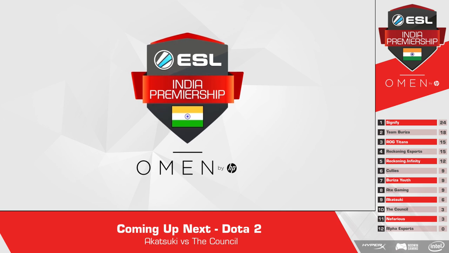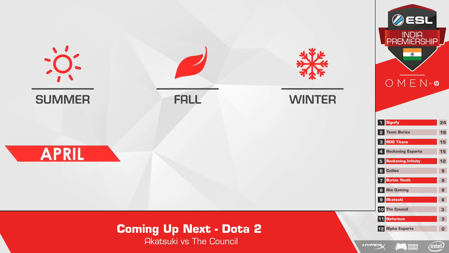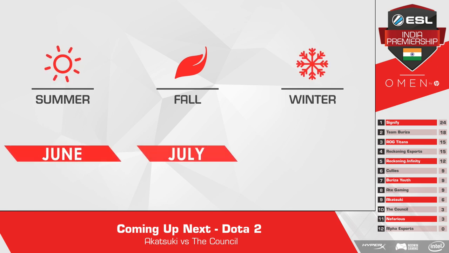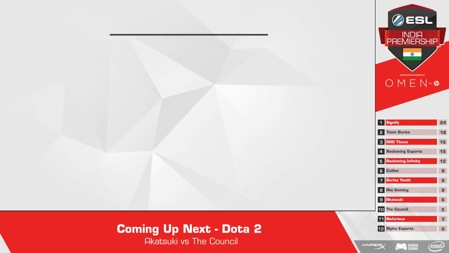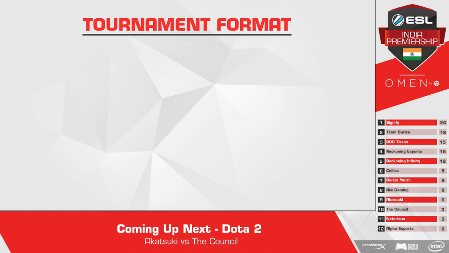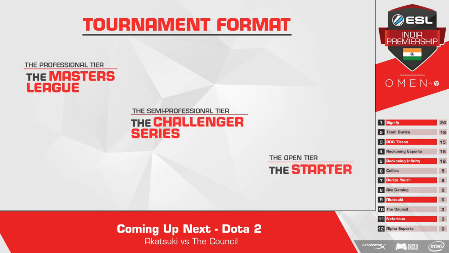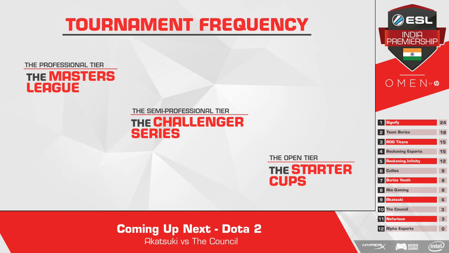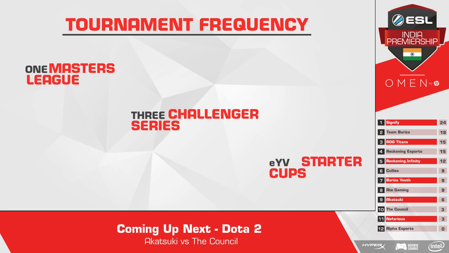The ESL India Premiership 2018 has 3 seasons: summer, fall, and winter. The summer season takes place from April to June, while the fall season runs from July to September. Finally, the winter season takes place from October to December. Coming to tournament formats, each season is divided into 3 tiers: the professional tier, the Master League; the semi-professional tier, the Challenger Series; the Open tier, the Starter Cups. Moving on to the frequency, every season will see 1 Master League, 3 Challenger Series, and 3 Starter Cups.